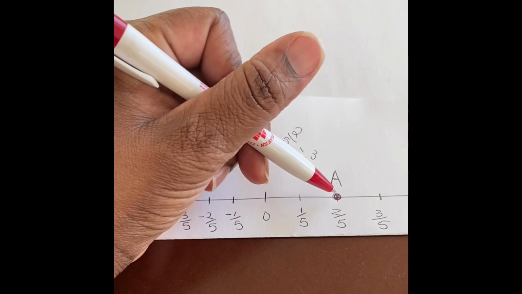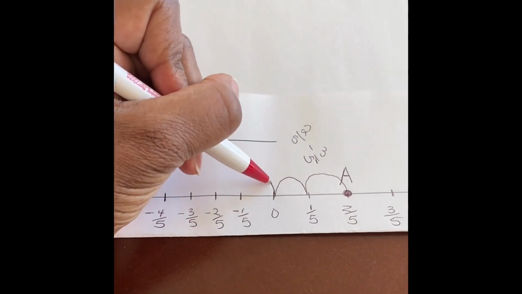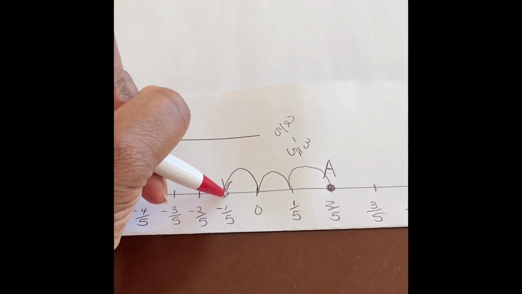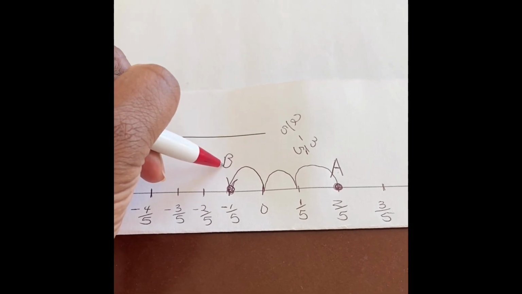We go over to the number line, start at point A, and we decrease by 3. Yes, 0 counts, and look where we end up, and we plot that as point B.